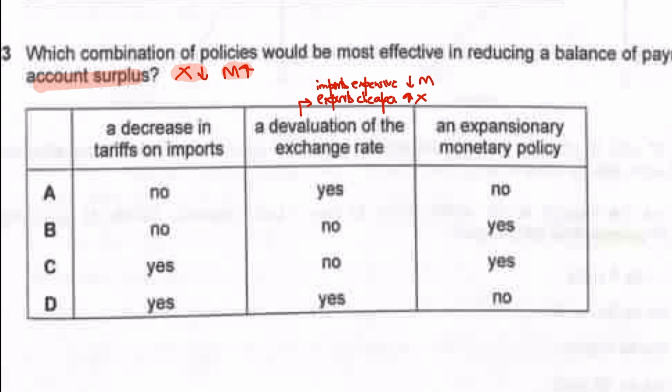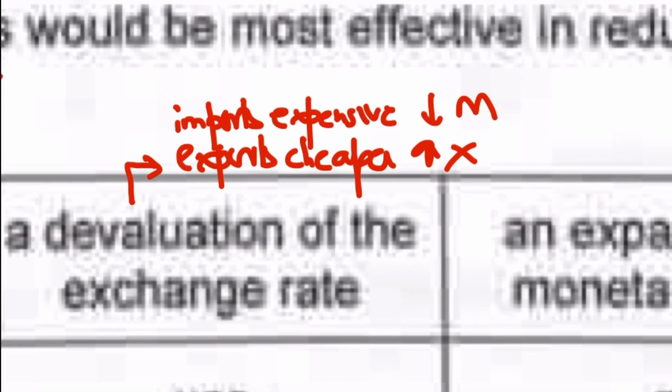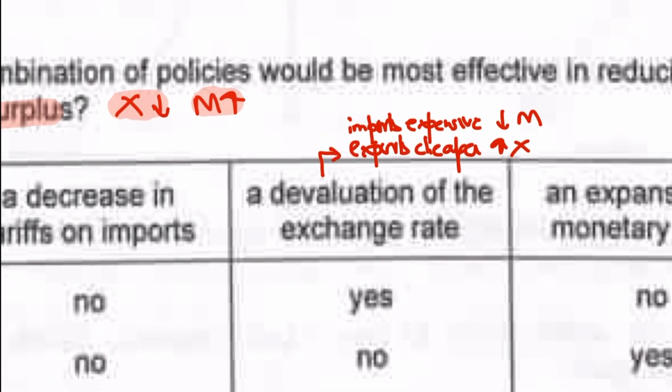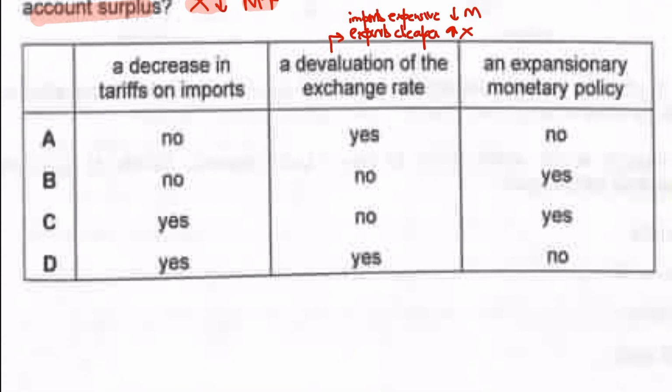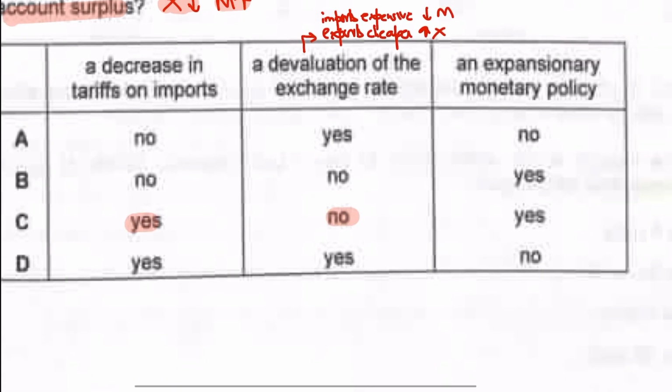Now, as far as devaluation of the exchange rate is concerned, devaluation would make your imports expensive while exports cheaper. So if imports become expensive, the imports go down while we need the imports to go up. And if exports get cheaper, they'll go up while we need the exports to go down. Therefore, devaluation is not required. So this is correct, and obviously this would definitely be correct.